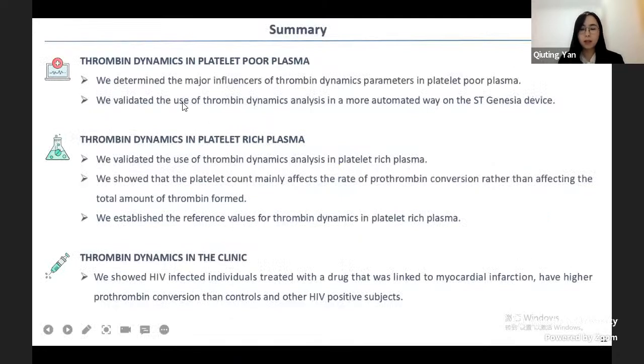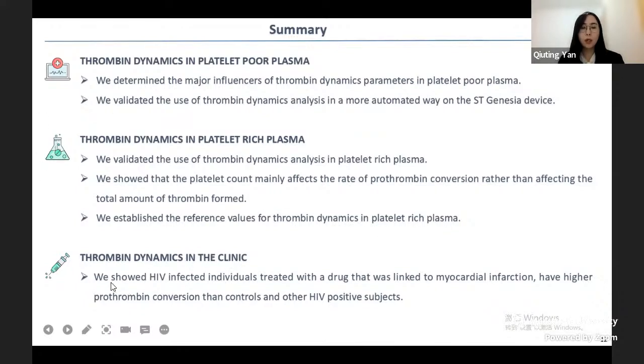So in summary, in this thesis, we further explored the biological modulators and the clinical relevance of thrombin dynamics. In plasma, we determined the major influences on thrombin dynamics parameters, and we validated the use of thrombin dynamics analysis in a more automated way on the STG media device. And in platelet-rich plasma, we validated the use of thrombin dynamics analysis, and we show that the platelet count mainly affects the rate of thrombin conversion rather than the total amount of thrombin formed. We also established the reference values for thrombin dynamics in platelet-rich plasma.